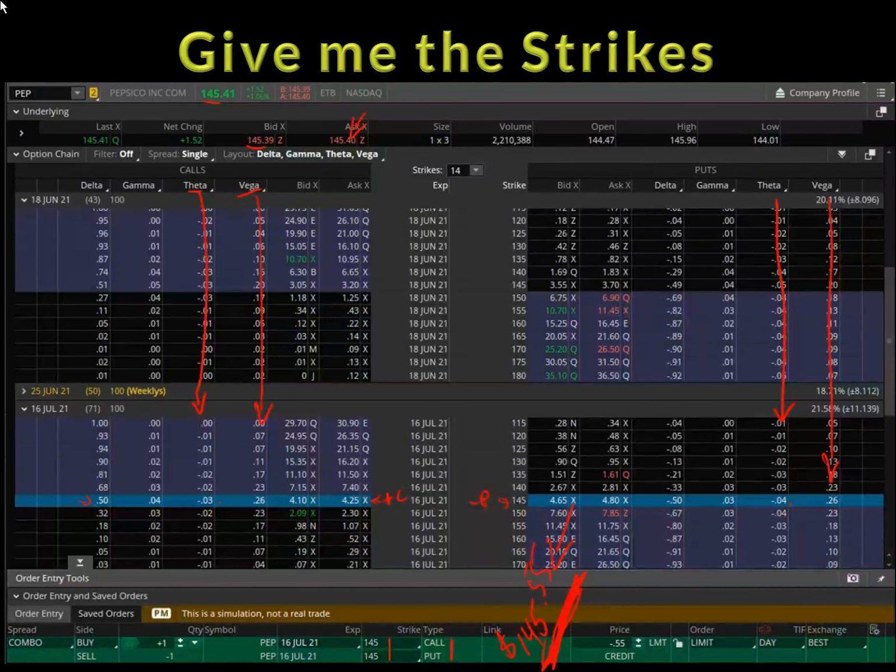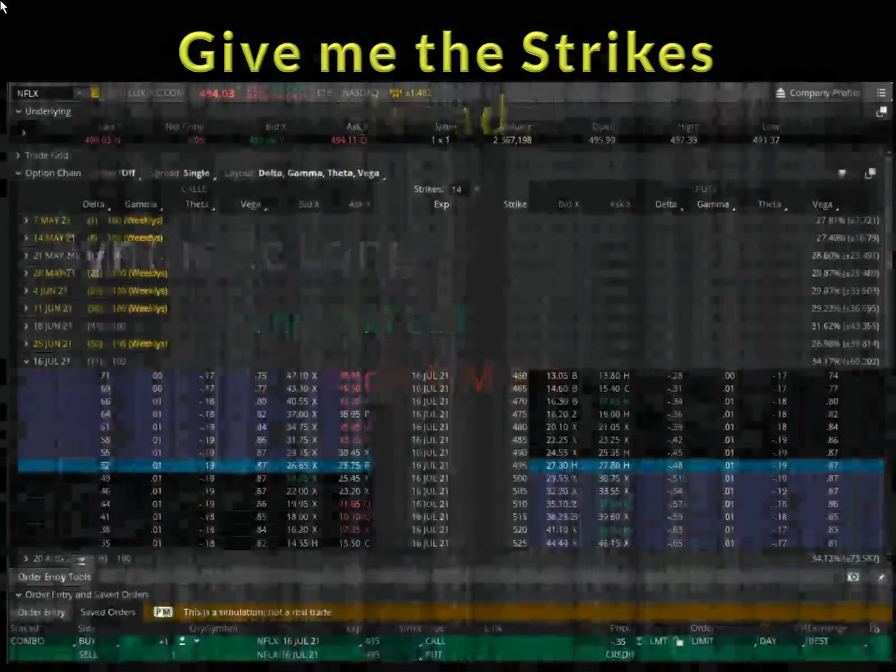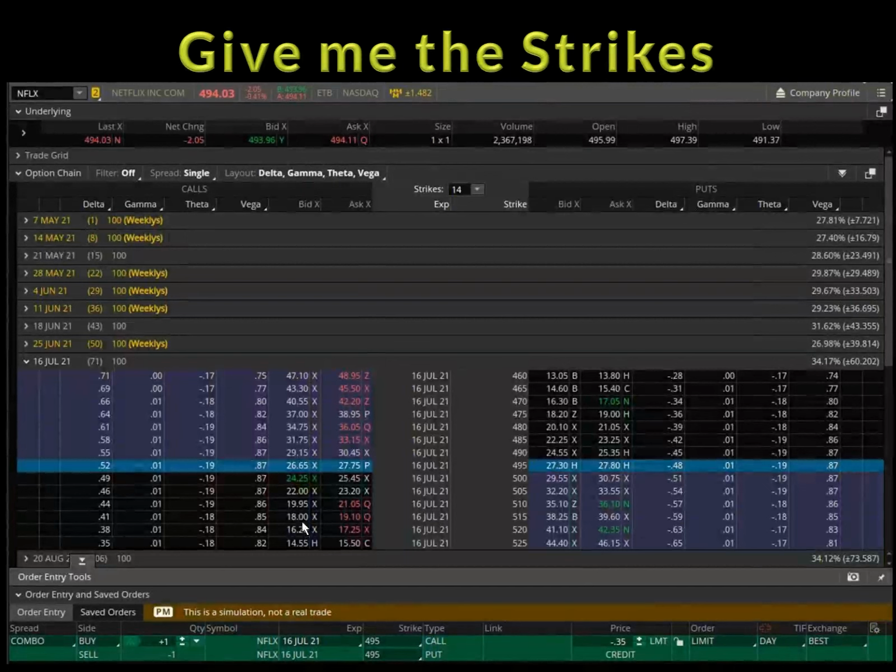Another one that I wanted to look at, because we were flipping through and Netflix had a nice little setup as well, is we can look at this with Netflix also. And again, here we have a positive 52 deltas, over here a negative 48 deltas, right? So you can see where 52 plus a negative 48 that I'm selling adds up to 100 positive deltas.